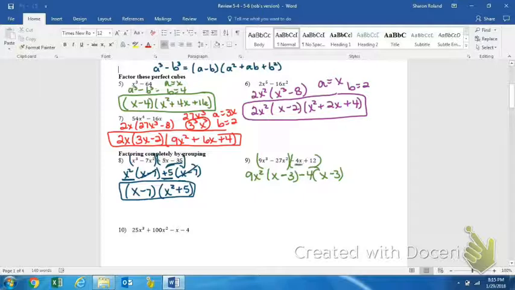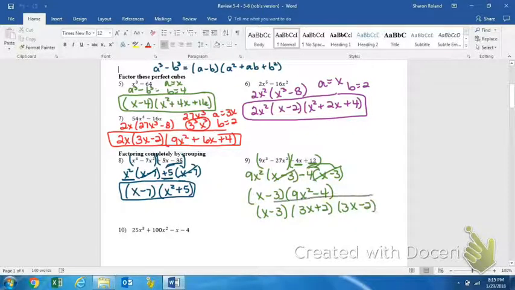Negative 4x is negative 4x. Negative 4 times negative 3 is positive 12. So it's factored, so far it's factored correctly. What's written twice is x minus 3. What's left over is 9x squared minus 4. But that second set of parentheses is a perfect square minus a perfect square, so it factors further. That would be 3x plus 2, 3x minus 2, and it just follows the formula that we know, the difference of perfect squares.